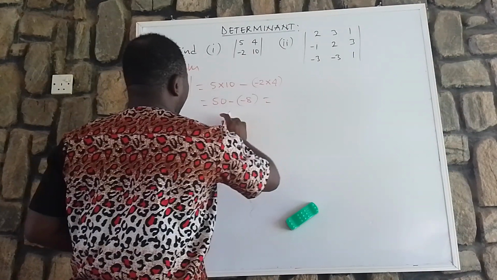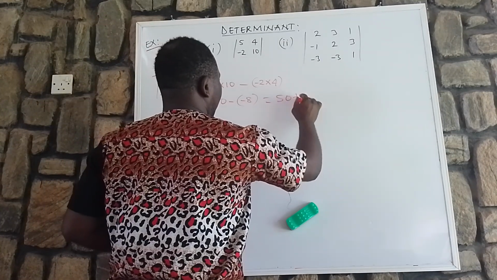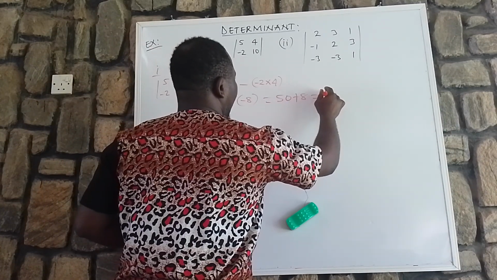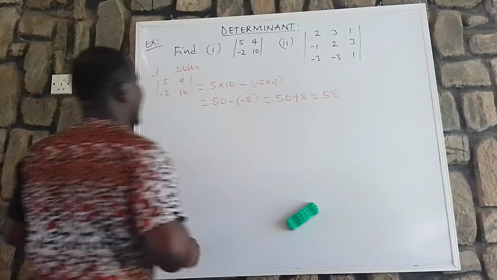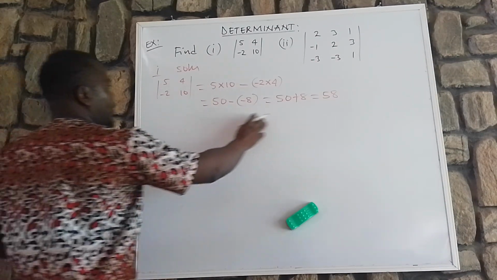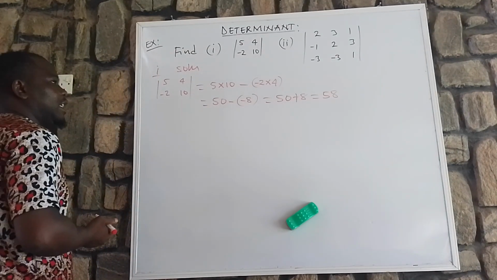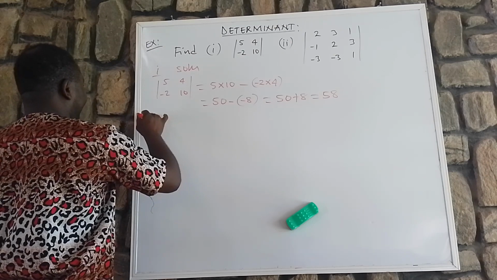So this is equal to minus times minus, which gives us plus. 50 plus 8 is equal to 58. Is that clear? So the determinant of this gives us 58. It's as simple as ABC. Then let us consider II.